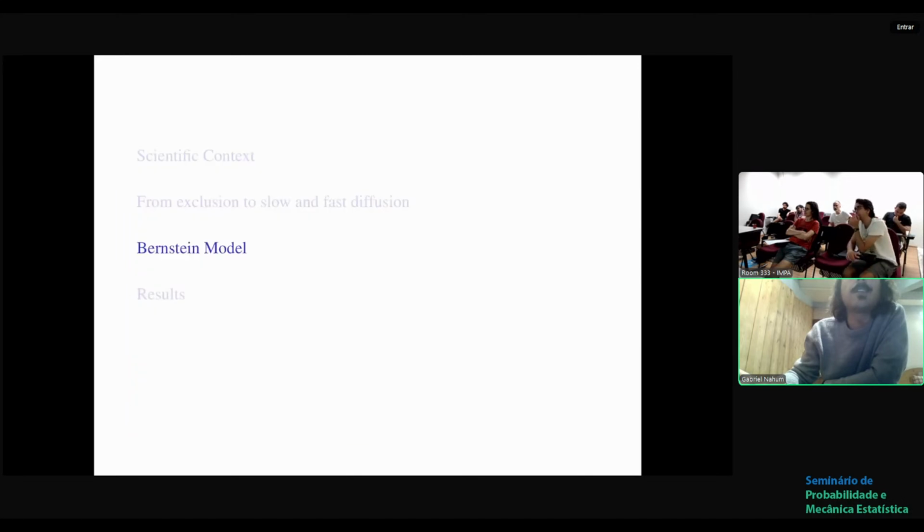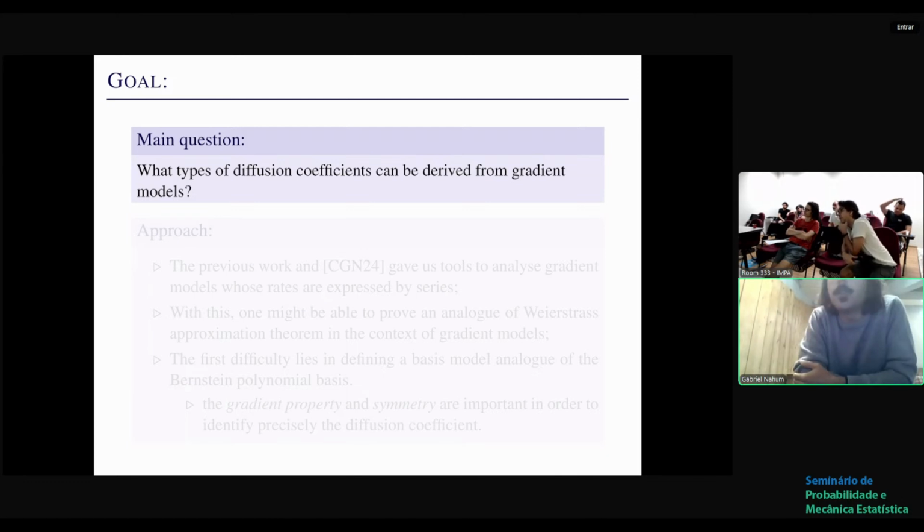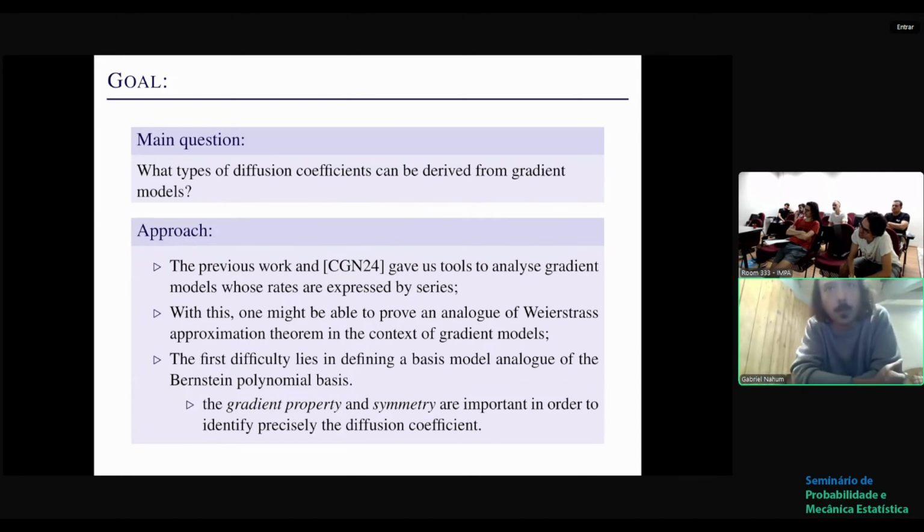Now, the next step. There are a couple of motivations for the model I'm going to present now, but the first one is that we just saw that we can construct models for the target diffusion coefficients, and this diffusion coefficient can be expressed in terms of a series. So we can ask what types of diffusion coefficients can be obtained in this way. Starting from gradient symmetric exclusion processes, what is the class of functions that can be expressed as the diffusion coefficient of some underlying gradient model? And another motivation is that the previous process only works up to m equals 2. For m larger than 2, we are going to need the tools that we are going to present now.